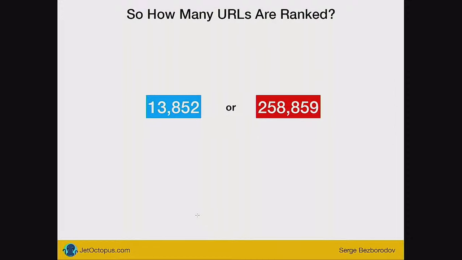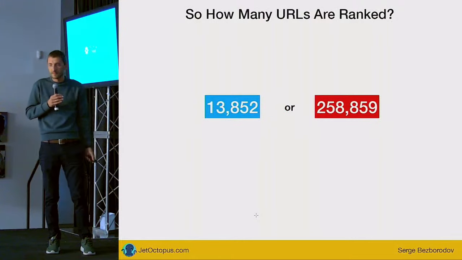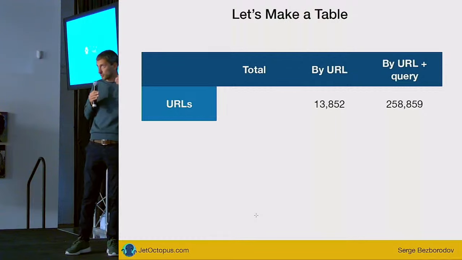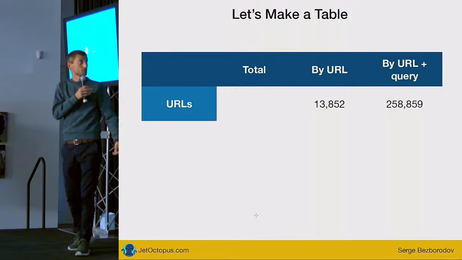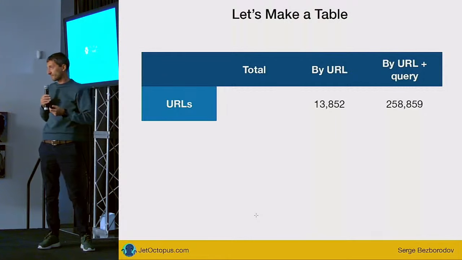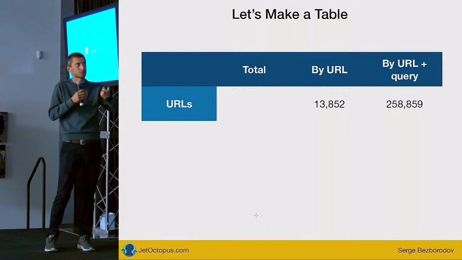So how many URLs have been ranked in September? Again, it's Google Search Console. It's not a third-party tool, you know? What's going on here? Let's make a table to sum up, to have understanding. So we have the number of URLs, and the next thing we wanted to verify is the number of impressions and clicks, our most required parameters.